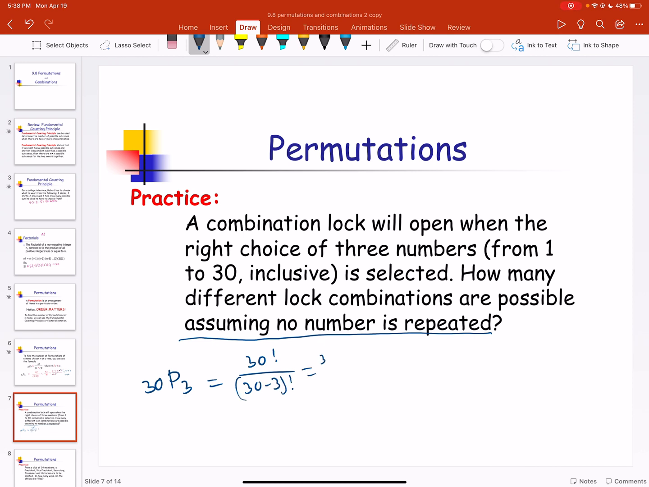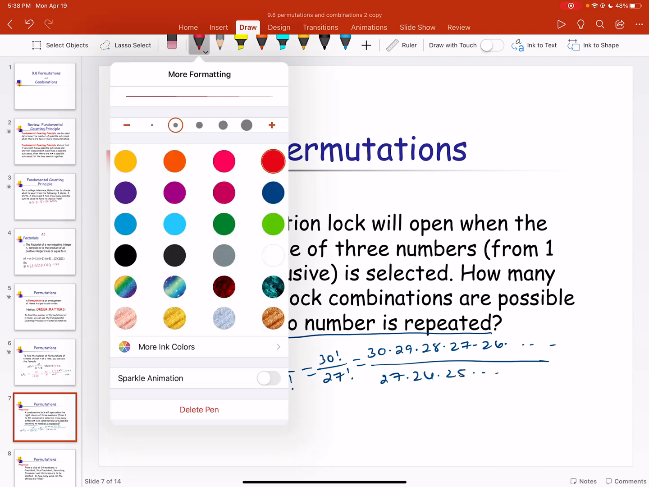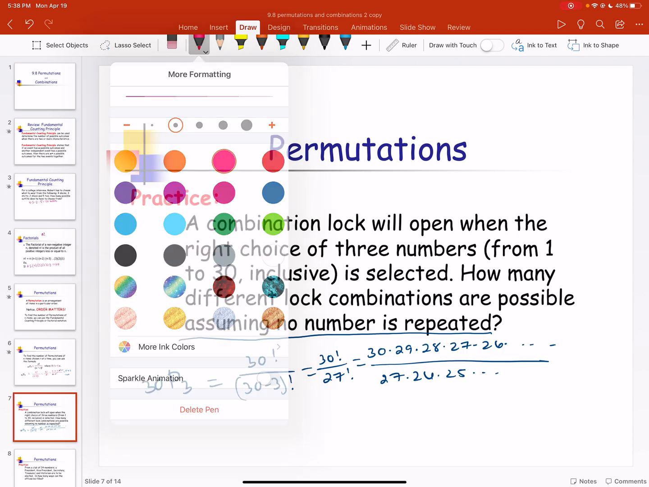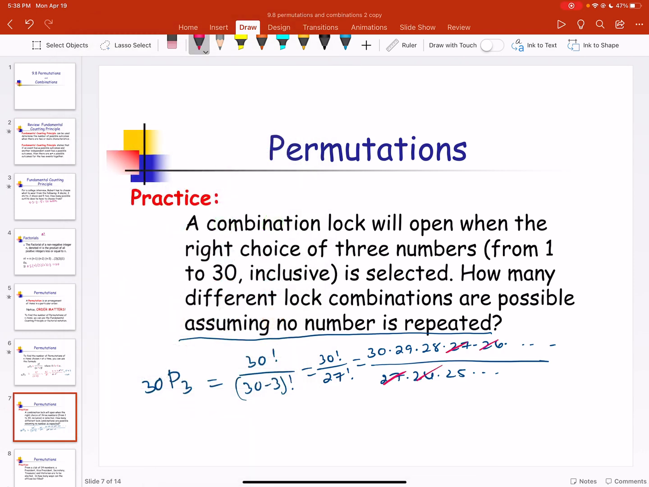That is 30 factorial over 27 factorial. And I'm not going to list all of these out because I think you'll be able to figure out which three numbers I have to multiply together. So on, divided by 27, 26, 25, and so on. So you can see these numbers are going to cancel out. So really the only numbers that you're multiplying together to find the answer are 30 times 29 times 28.